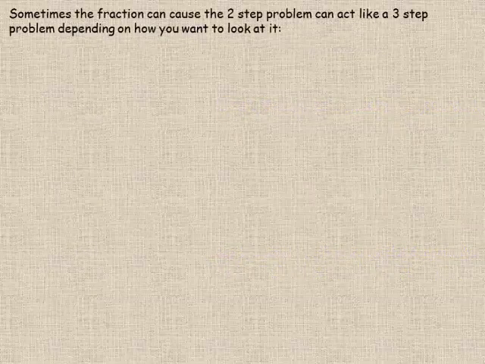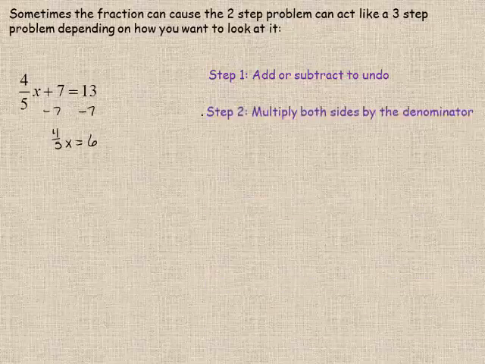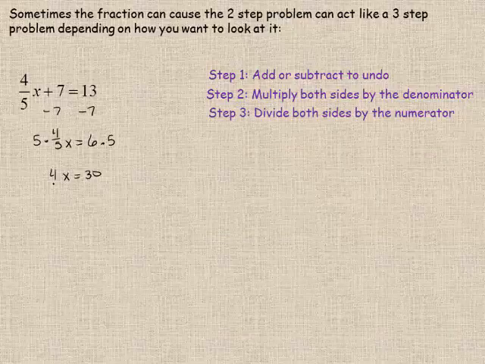Sometimes the fraction can cause a 2-step problem to act like a 3-step problem if we're doing the 2-step method. So first I'm going to add or subtract, so I subtract 7 from both sides. 13 minus 7 is 6. Then I multiply both sides by the denominator, and I get 4x is equal to 30. Then I divide both sides by the numerator, and I'll get x is equal to 15 over 2.